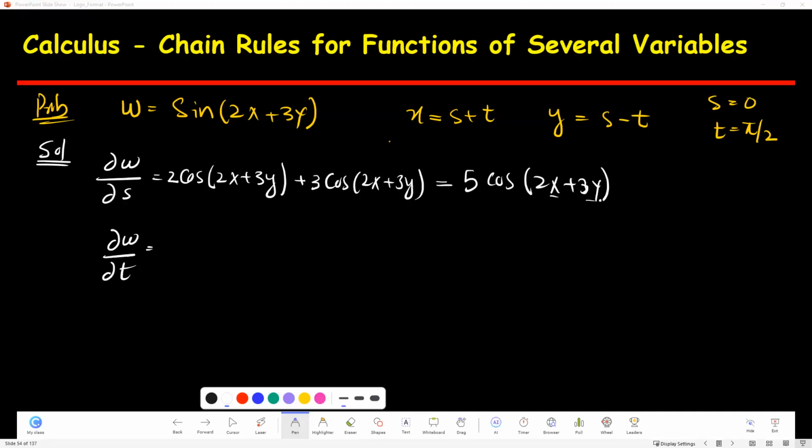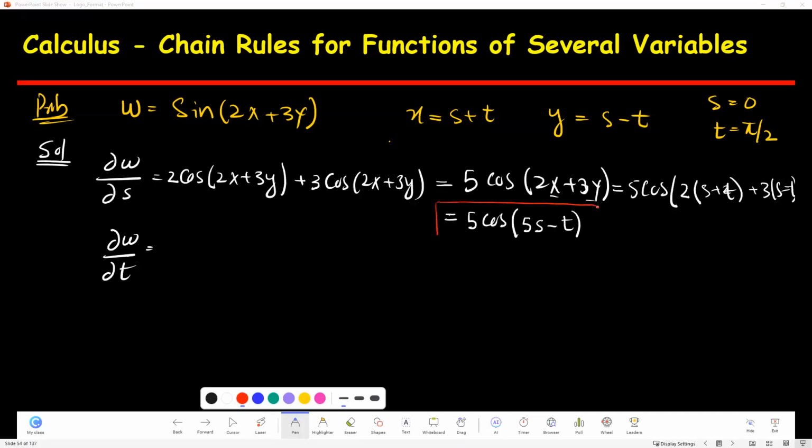I also don't like x and y. I want to rewrite them in the form of s and t. So I write 5 cos 2, and x will be replaced by s plus t, plus 3 times s minus t. Simplified, it's 5 cos of 2s plus 3s, which is 5s, and 2t minus 3t, which is minus t. That is pretty much my answer. I need to substitute the values of s and t later, so just leave it for now.